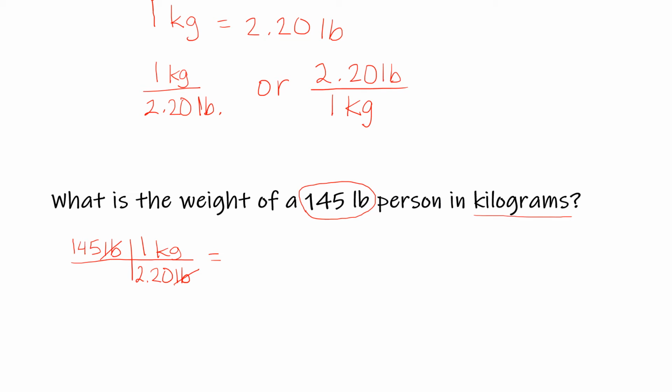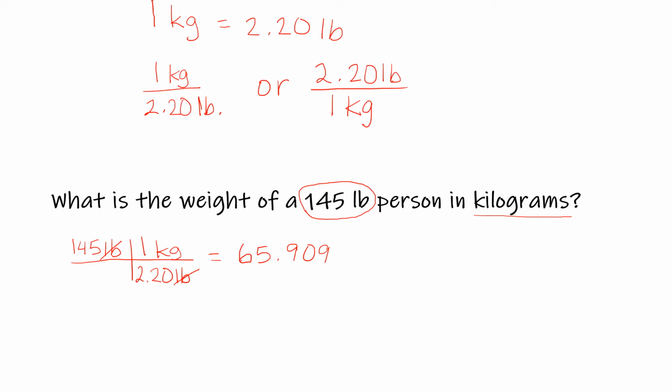So you multiply the numbers on the top, divide by what's on the bottom. So 145 times 1 doesn't change the value, divided by 2.2, and we get an answer of 65.909 repeating. Now we need to look at significant figures to round our answer to the correct number of significant figures. The measured numbers that we have are 145 pounds and then also 2.20 pounds from our conversion factor. Both of those have 3 significant figures, so we're going to round our answer to 3 significant figures.